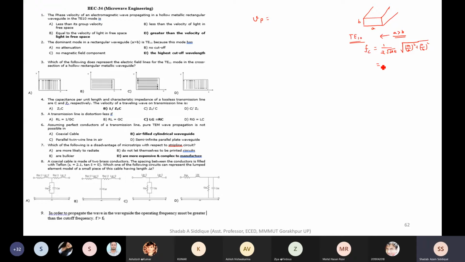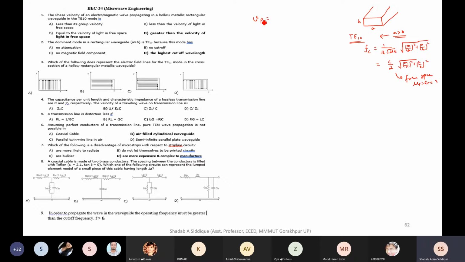And for free space, this may be c by 2. Or you can write vp by 2 also, because 1 by root under mu into epsilon is equal to vp, and that would be c by 2, times the square root of (m by a) whole square plus (n by b) whole square. This is for free space, where mu r is equal to epsilon r is equal to 1.